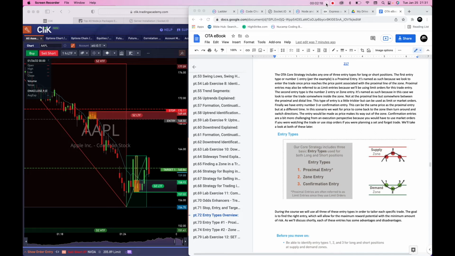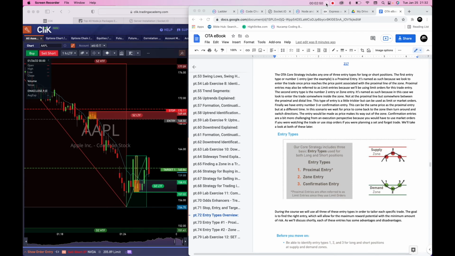Confirmation entries are a bit more challenging from an execution perspective because you would have to use market orders if you were watching the trade, or use stop orders if you were planning a set it and forget it trade. We'll take a look at both of those later on. During the course, we will use all three of these entry types in order to tailor each specific trade.